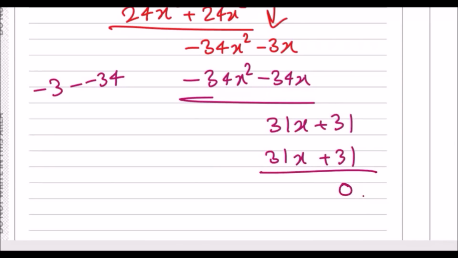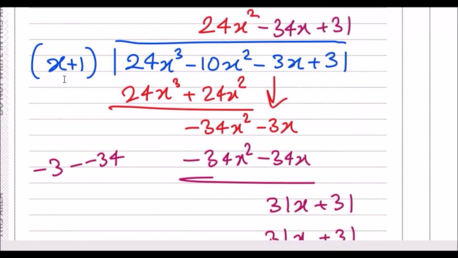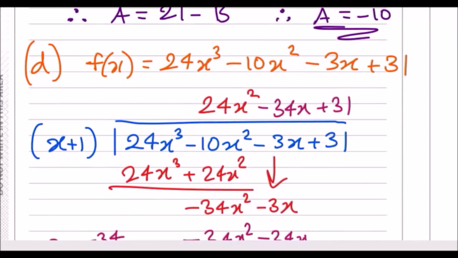And that's perfect, because that means x plus 1 is a factor, and we already know x plus 1 is a factor. And that means our quadratic factor is 24x squared minus 34x plus 31. And that's it. All done.